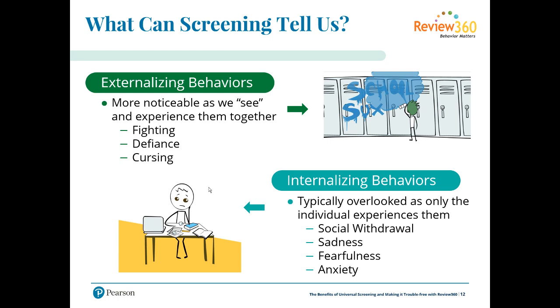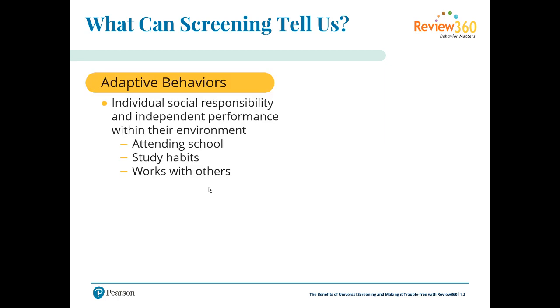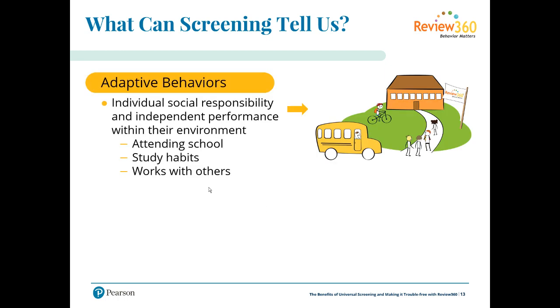The quiet kid in the back who doesn't cause any problems really or say anything, but is very reserved and stays to themselves. There may be some information that comes out that would help a child at that stage. So we have the externalizing and internalizing. A couple other things that you can look at is the adaptive behaviors. Okay? This is where they are socially responsible and independent about their performance in an environment.